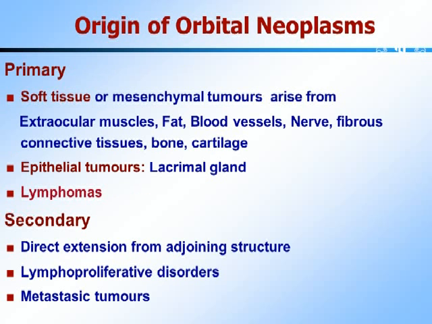So in the orbit now, we can have primary tumors, which are from the various structures in the orbit. The primary tumors can be mesenchymal tumors or they can be epithelial tumors. Epithelial tumors are mainly from the lacrimal gland. And we can also have extranodal lymphomas. Then the secondary tumors can be direct extensions from the adjoining structures, or they can be lymphoproliferative disorders which have now presented as lymphomas in the orbit, and then we can have metastatic tumors.